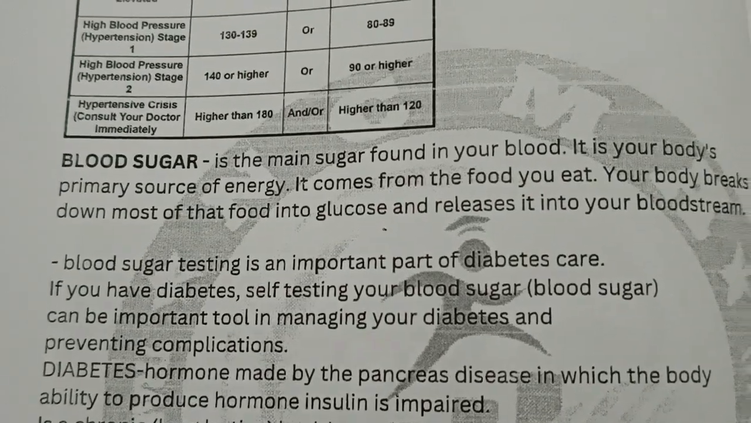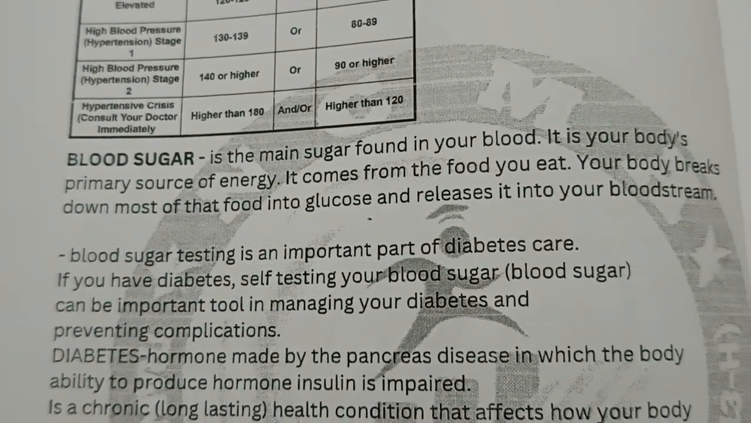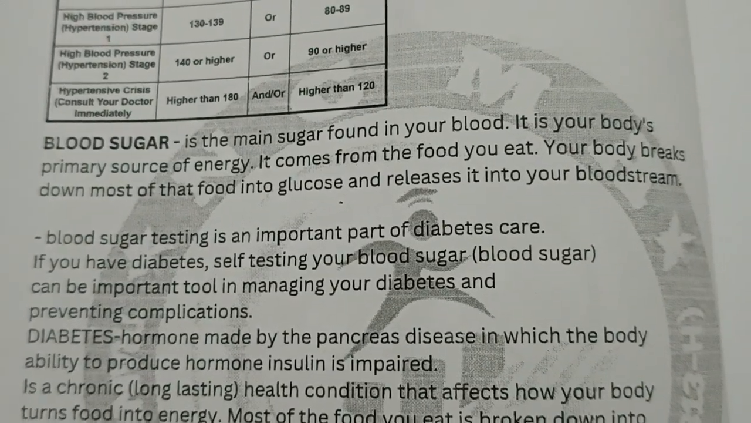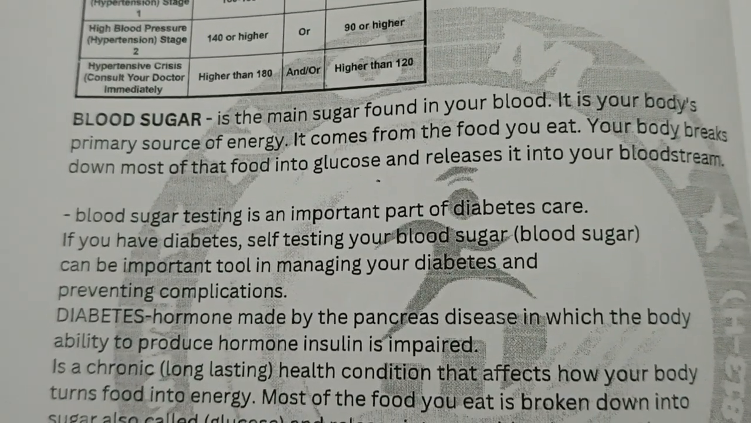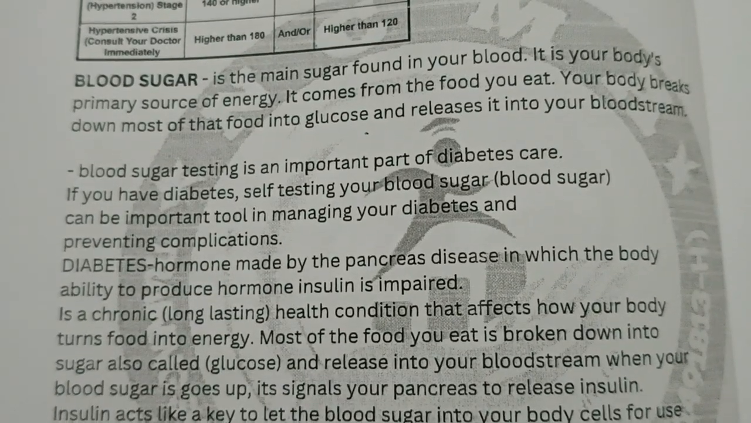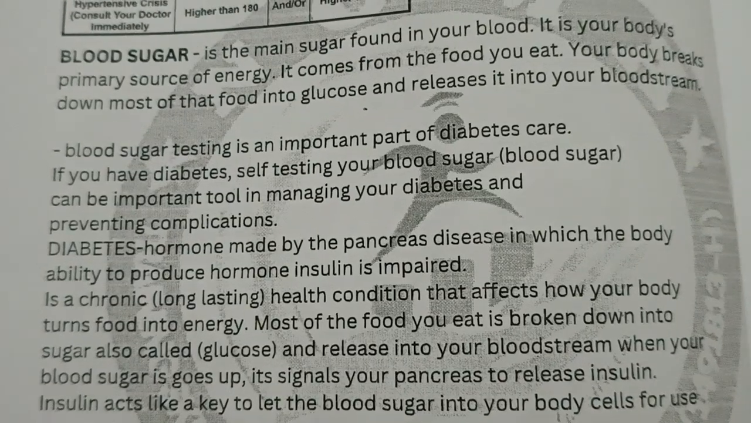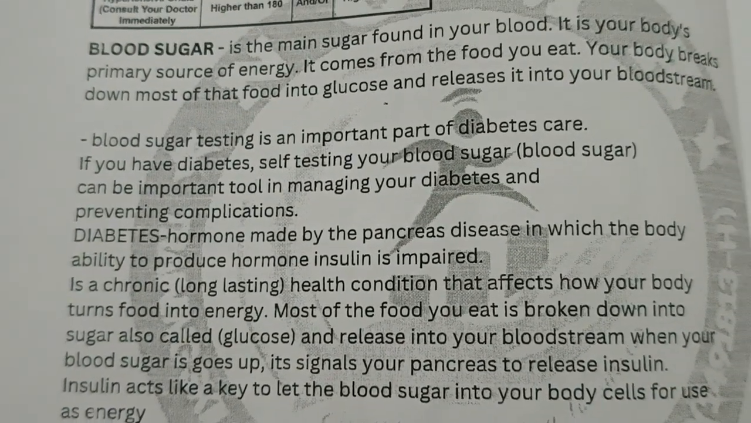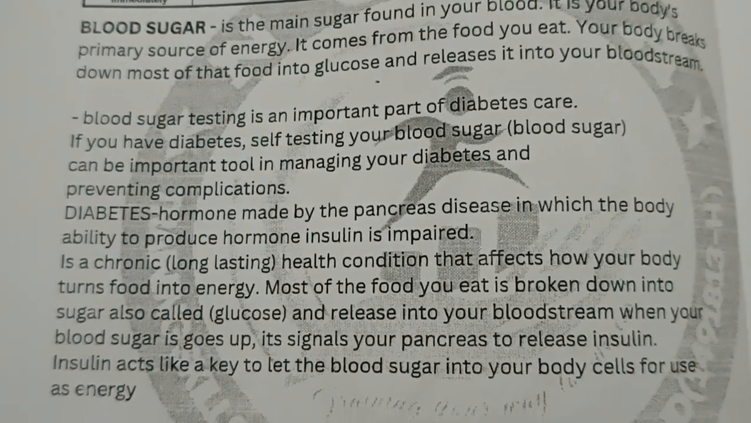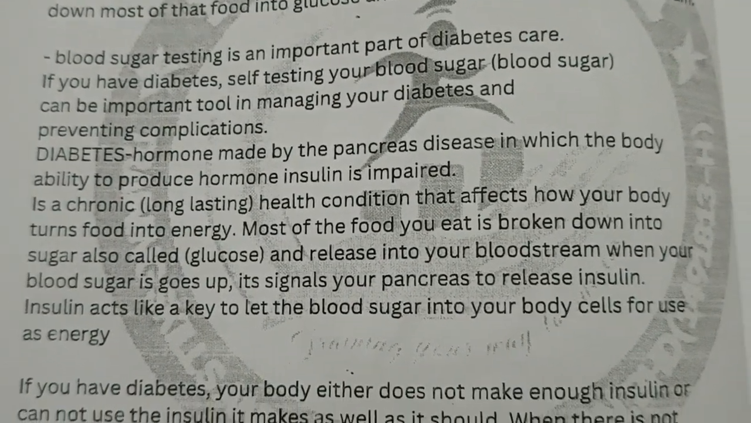Blood sugar is the main sugar found in your body. It's your body's primary source of energy. It comes from the food you eat. Your body breaks down most of the food into glucose and releases it into your bloodstream. Blood sugar testing is an important part of diabetes care. If you have diabetes, self-testing your blood sugar can be an important tool in managing your diabetes and preventing complications.